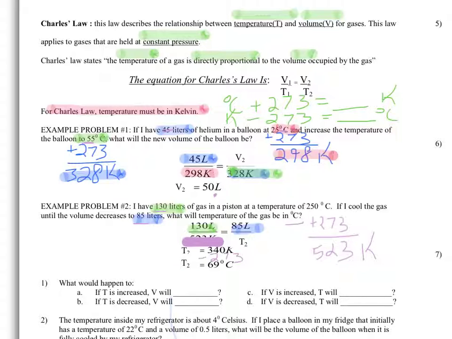Check my sig figs. 85 is 2 sig figs. 130 is 2 sig figs. 250 is 2 sig figs. So my answer should have 2 sig figs.